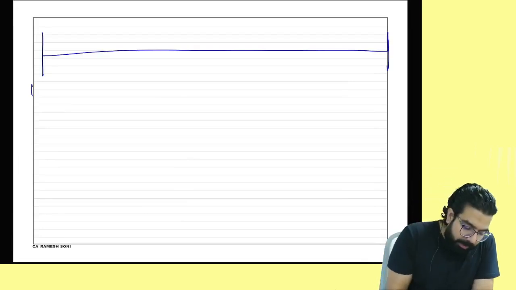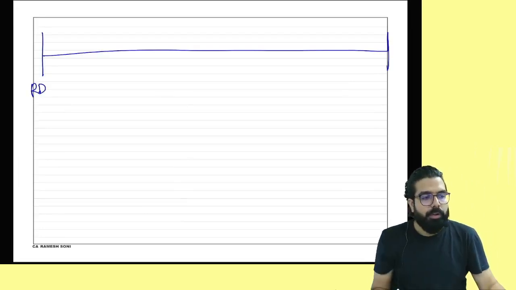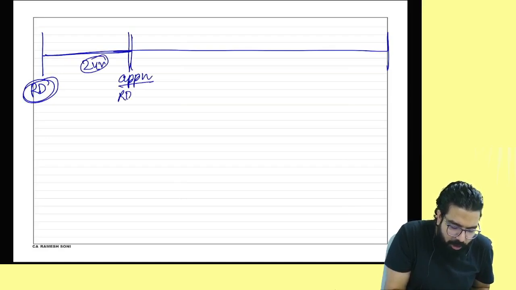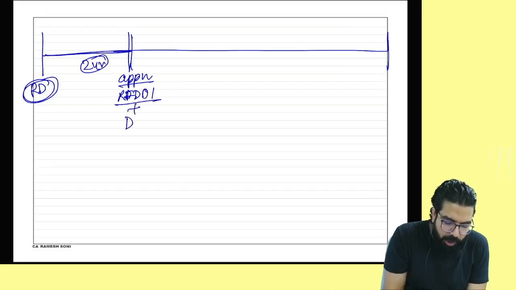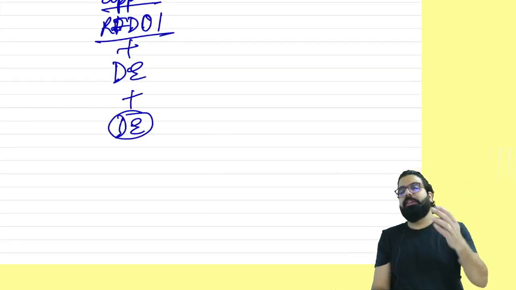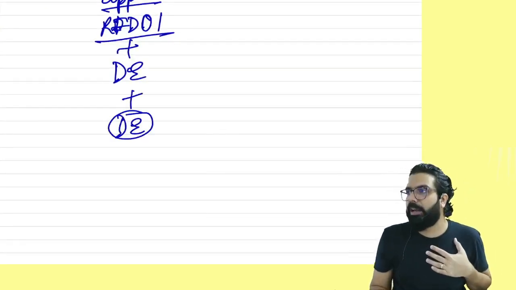Tell me, this is the relevant date. Everyone here, relevant date says you have to apply within how much time? 2 years. You have to give an application in which form? RFD 01. Along with that, what will you give? Documentary evidence to prove that the refund is due, plus documentary evidence to prove that the refund is due to me only. Are we clear, everyone?